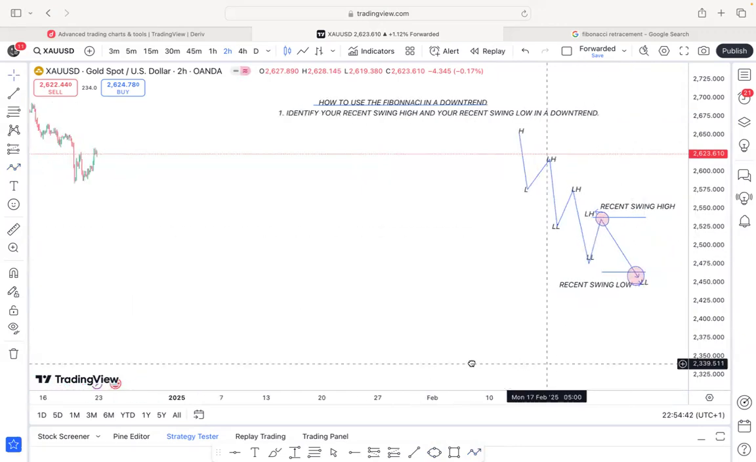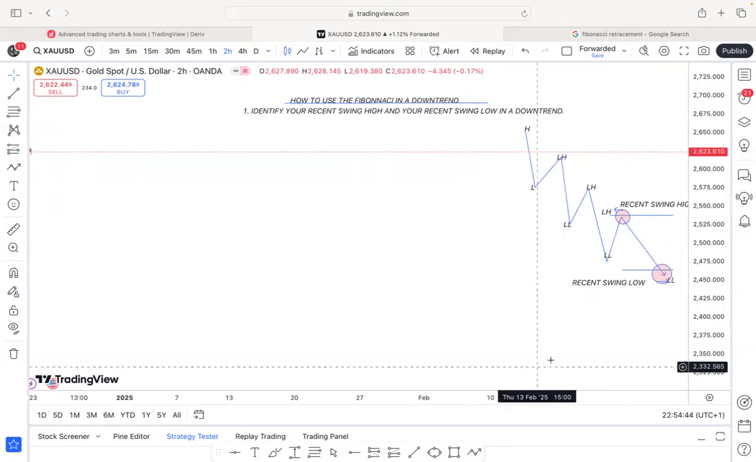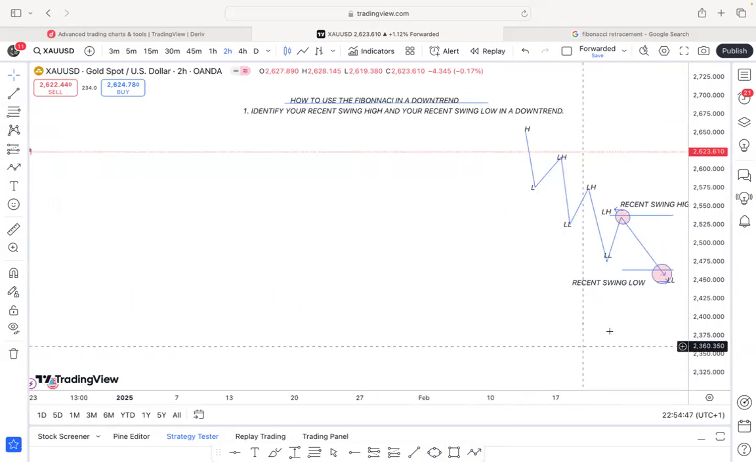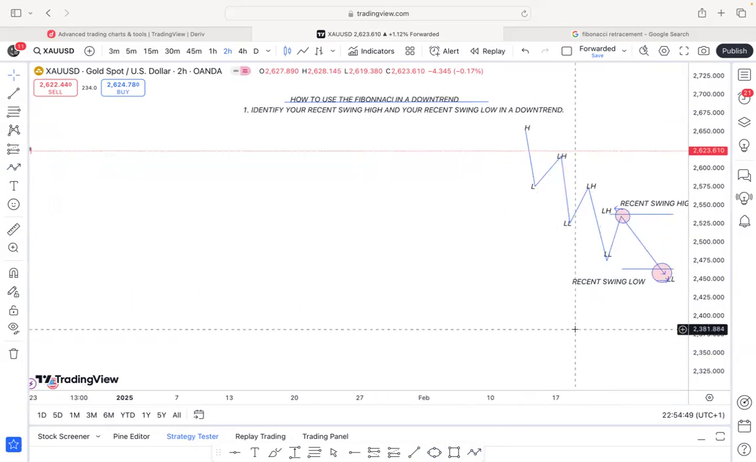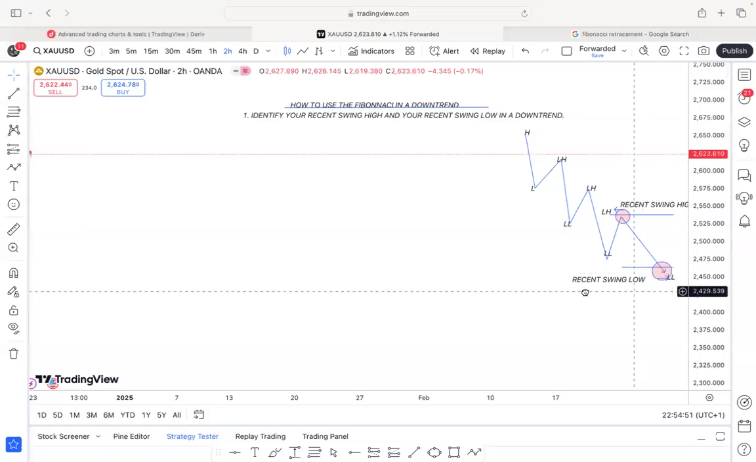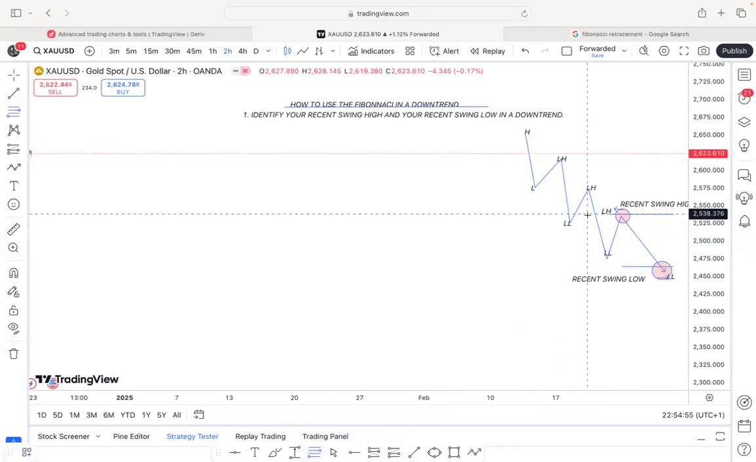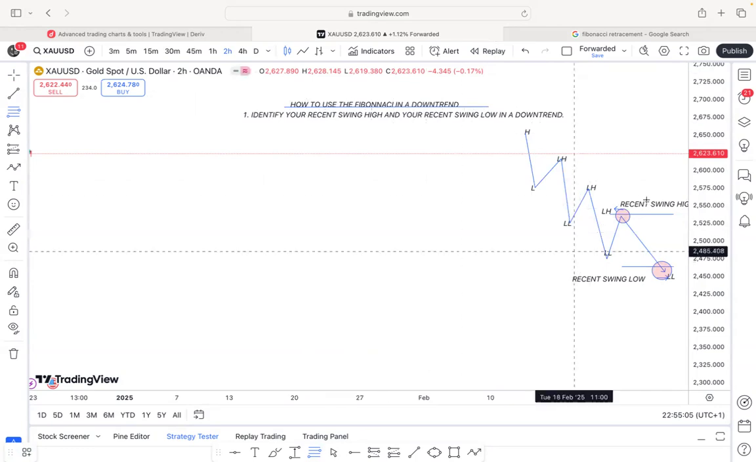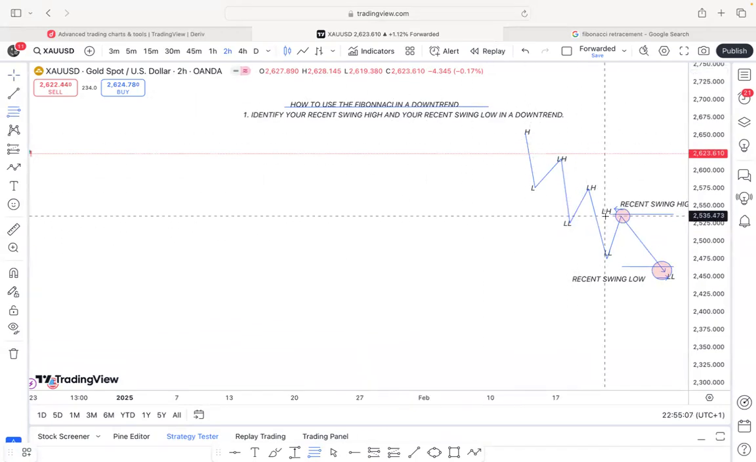So now, as traders, what we come to do, we're just trying to predict what will happen next. Now, that's where our Fibonacci tool comes in. Now, our Fibonacci tool has to be used to figure out how to identify our resistance.